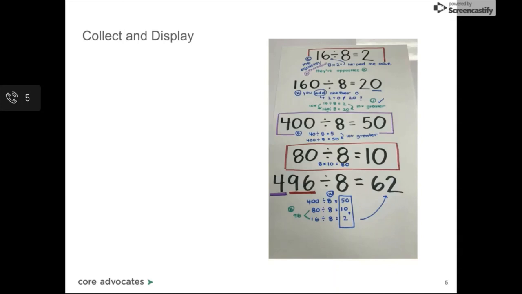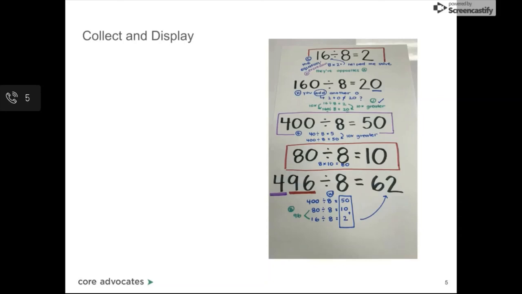This is an example of a number string math talk with the reasoning of students. As I listened to partner conversations, I noted language such as multiplication equations and multiplication expressions. Students naturally made connections to inverse operations as they worked to mentally solve these division equations. This is something I wanted all students to capture.